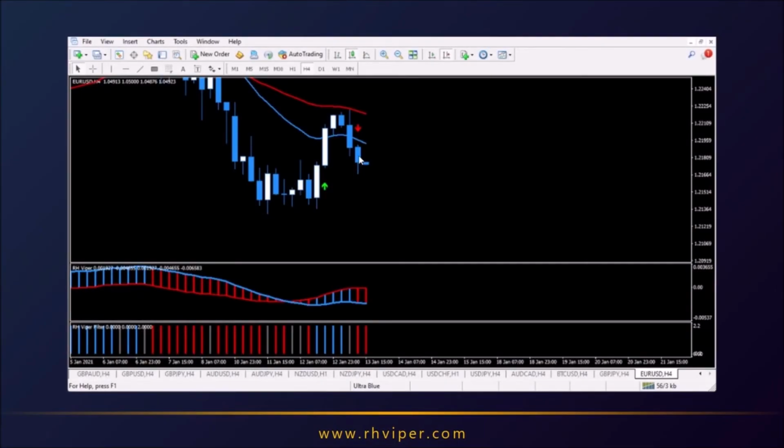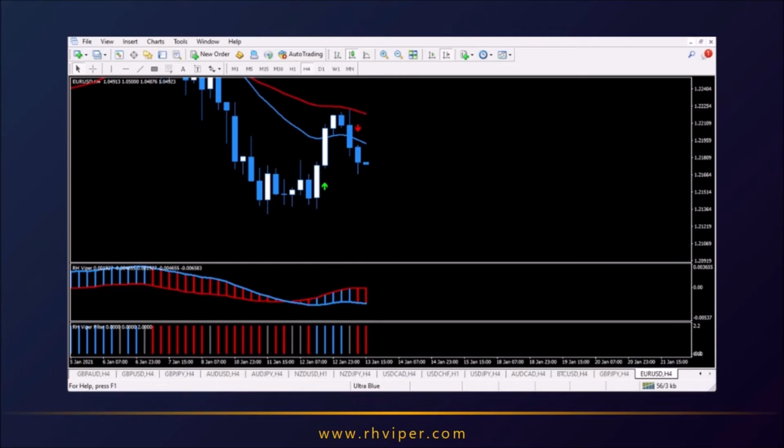All right, so this candle closed and we got exactly what we need. We've got the red arrow appearing above the candle. We've got the RH Viper histogram. Its bar has turned red and the RH Viper filter is also red. Now this next candle, this little one here, is currently forming. What we need is the information for this closed one.